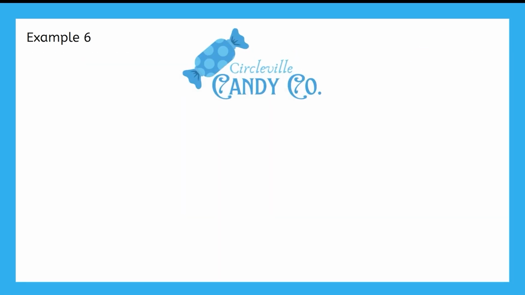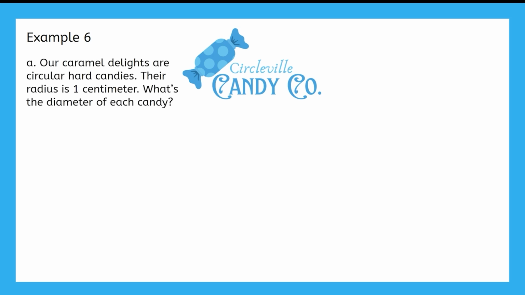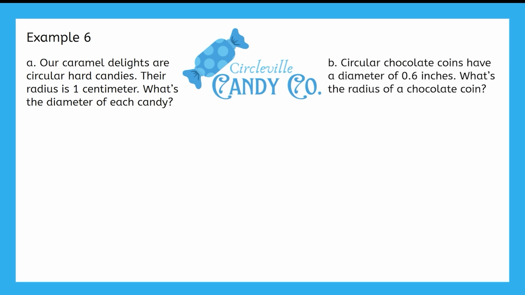The manual has 2 candy-related examples. Help me out here. First, our caramel delights are circular hard candies. Their radius is 1 centimeter. What's the diameter of each candy? And second, circular chocolate coins have a diameter of 0.6 inches. What's the radius of a chocolate coin? Let's solve both of these on our own, then compare our answers.